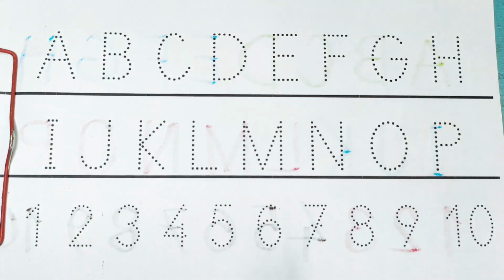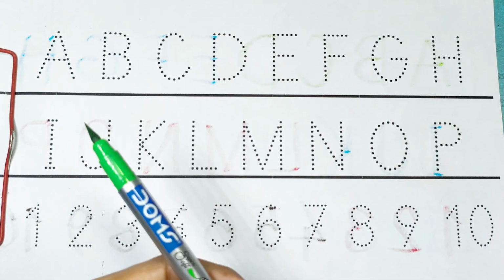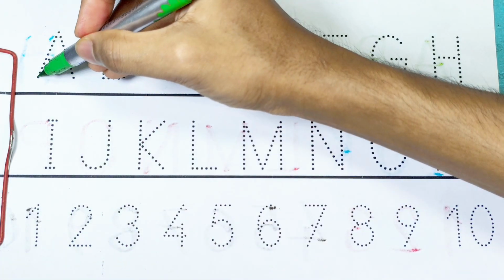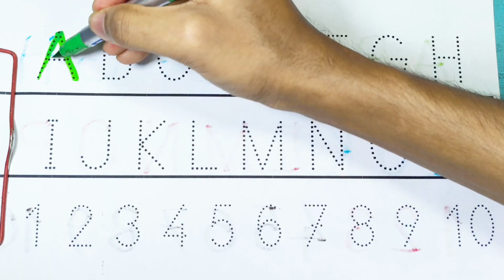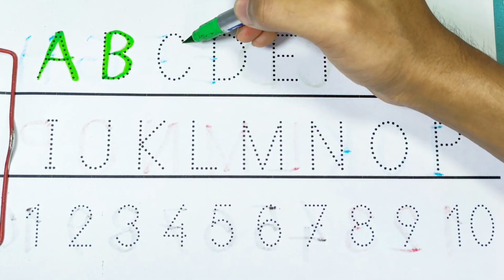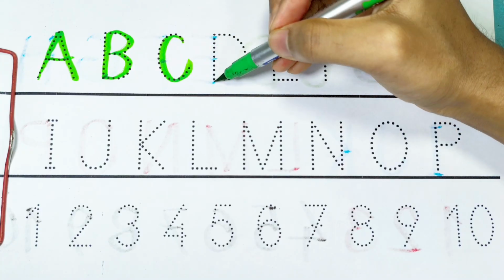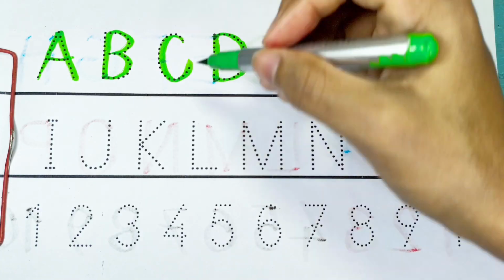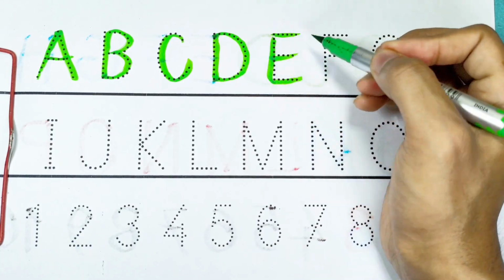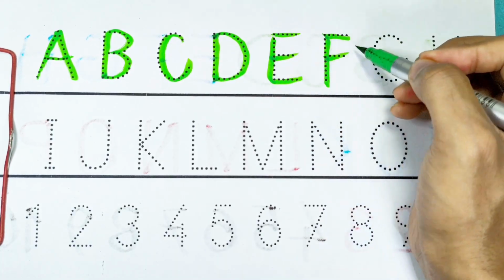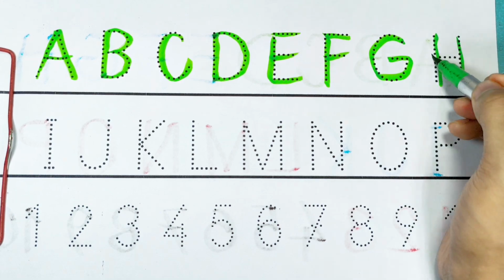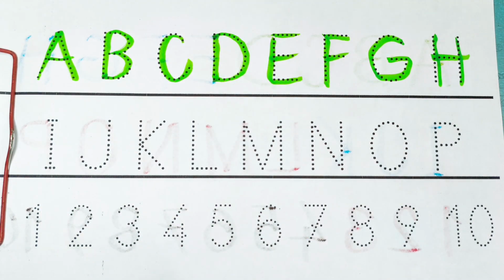White color. Kids, first we draw the alphabet of A, and now we're using the color of light green, writing the alphabet of A. Stay with us. Now we're writing the alphabet of B. The next one is C. Now we're writing the alphabet of D. D for dog. The next one is E. E for egg. F for fish. G for God. The next one is H. H for hand.